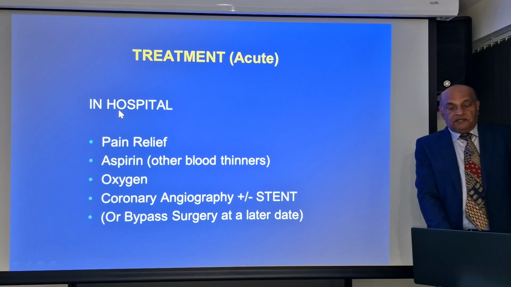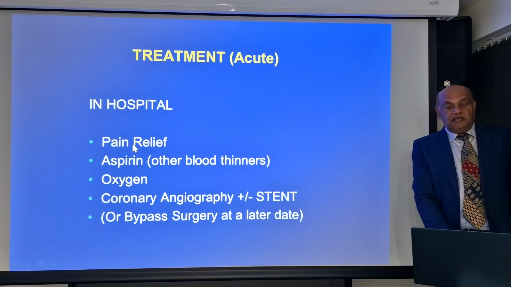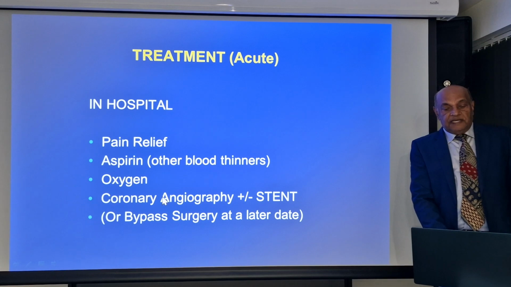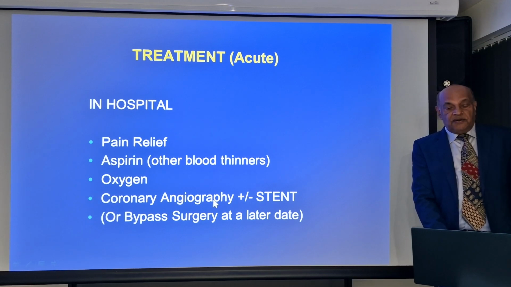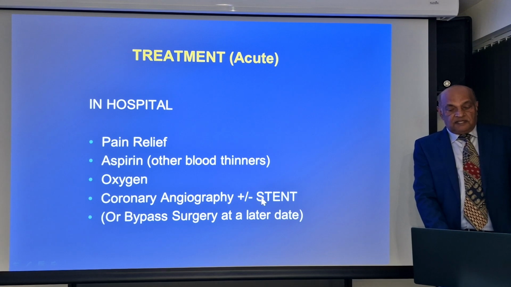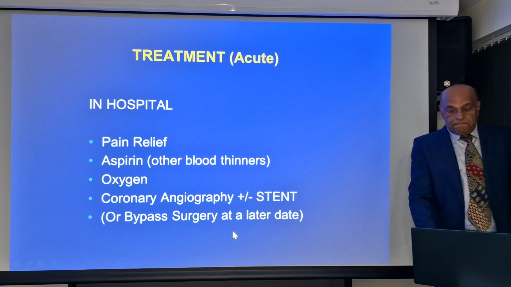When you go in the hospital, they would do the same thing: pain relief, provide aspirin or other blood thinners, oxygen, and most importantly, they would carry out a coronary angiogram and may introduce a stent or stents at the same time. If you are not suitable for having stents, and we'll discuss this later, they may consider doing bypass surgery, usually at a later date.